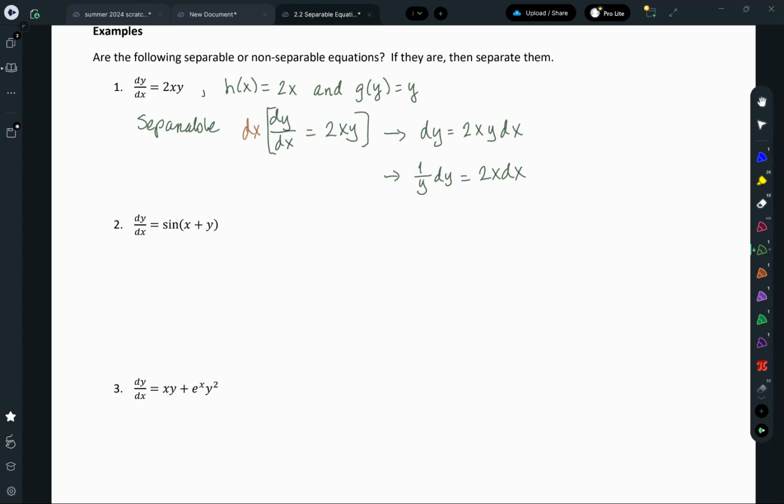but that's not what we're being asked to do here. Right now, we're just identifying separable versus non-separable and then separating if we can. So we're done with this problem. The second problem is dy/dx equals sine of the sum of x and y. That x plus y is the angle, and we can't distribute a sine across the sum. That's just not correct trigonometry. So we have to recall, how can we rewrite sine of x plus y so that maybe we could separate things?